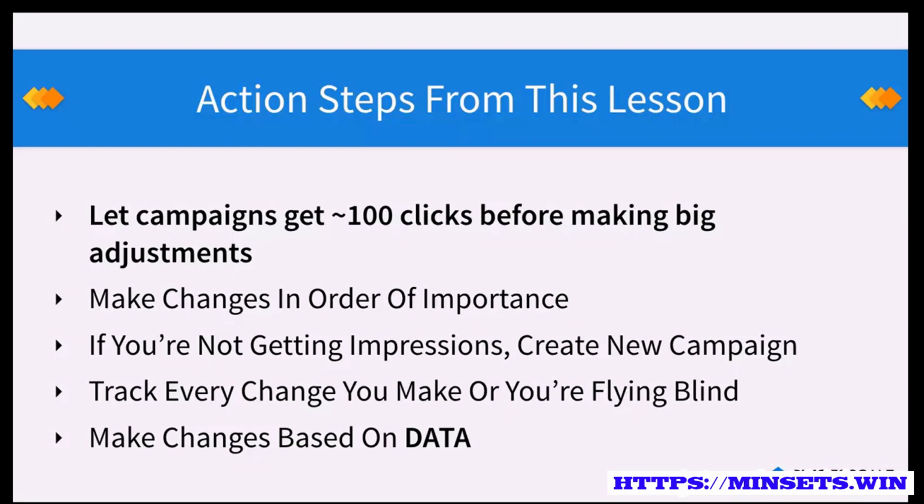So with that being said, guys, here are some of the action steps for this lesson. Make sure that you let your campaigns get about 100 clicks or more before making any big adjustments. Make your changes in order of importance. If you're not getting impressions for some reason, maybe you launch a campaign and it's not getting impressions, then just go ahead and create a new campaign and launch that again. And then track every change that you make, or I think you're flying blind. Make sure that you write down if you turn off ads and if you turn off images because they're bad, and just be really, really disciplined on that. And then just make your changes based on the data that you are seeing right there, not by gut impressions, guys.